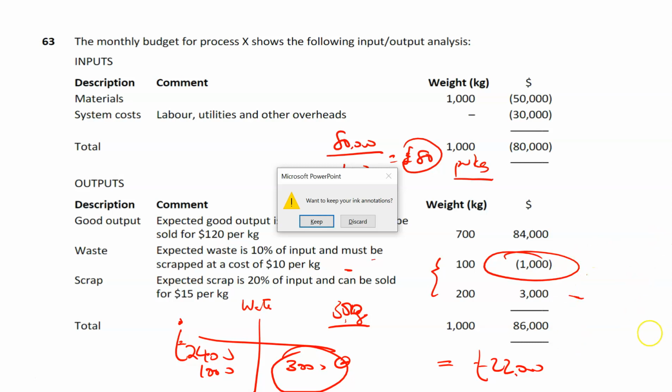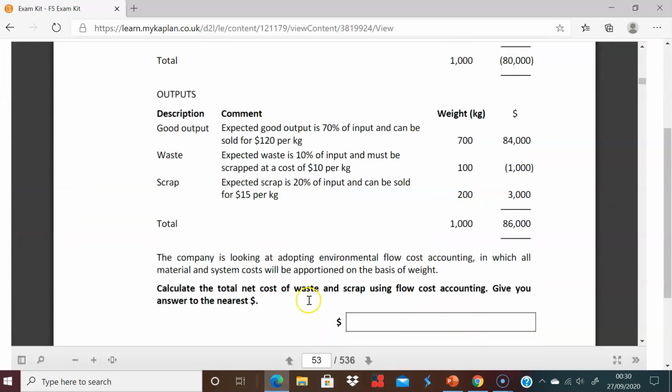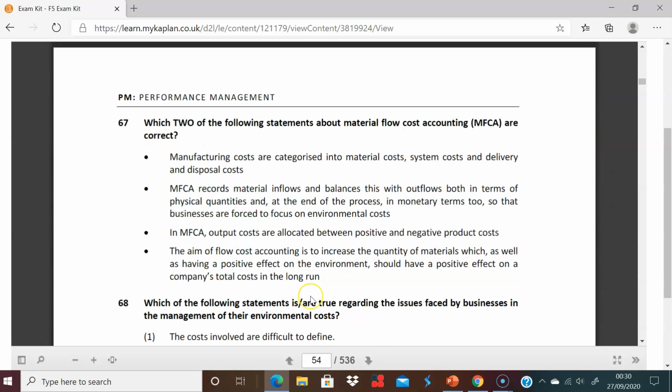So let's just go to the rest. The rest are written or theory questions, and let's deal with that very quickly. I've talked about this business of flow accounting. That's important. Flow accounting is where we break up costs. I think these are the things you're more likely to see, the flow accounting theory questions on these issues. It says here that talking about flow accounting, as I've highlighted before, we're breaking things up into material cost, system cost, and delivery and disposal. That's correct.